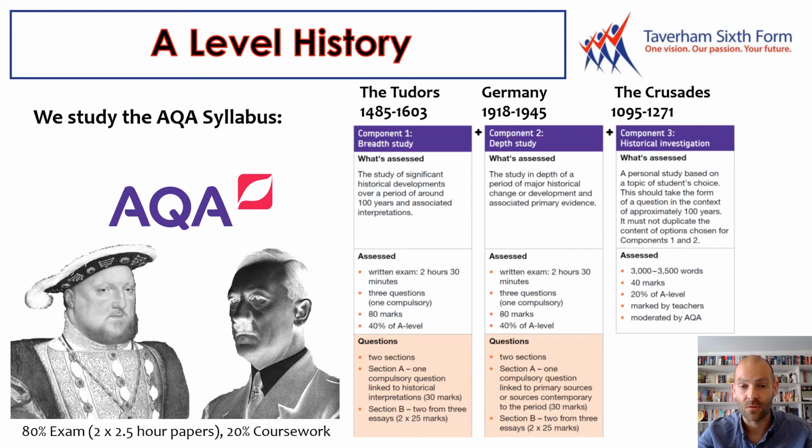The first paper is all about the Tudors, and you work all the way through from the Wars of the Roses, which you're doing some of the summer work for, all the way through Henry VII and Henry VIII in year 12, and then through his children in year 13.